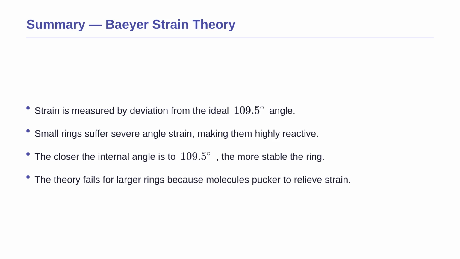First, Baeyer strain theory measures the instability of carbon rings by calculating how much their bond angles deviate from the ideal tetrahedral angle of 109.5 degrees. Second, small rings like cyclopropane suffer from severe angle strain, making them highly reactive and unstable. Third, we learnt that the closer a ring's internal angle is to the ideal value, the more stable the molecule will be. Finally, remember that Baeyer's model assumes flat rings, so it fails for rings larger than 4 carbons, which actually pucker to relieve strain. You now understand the fundamental geometry behind organic ring stability.